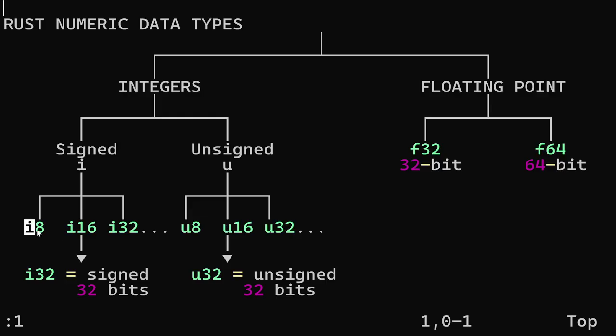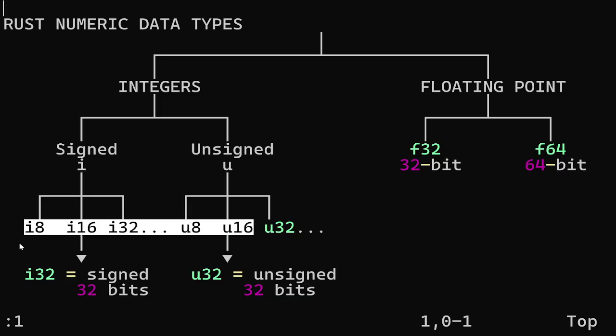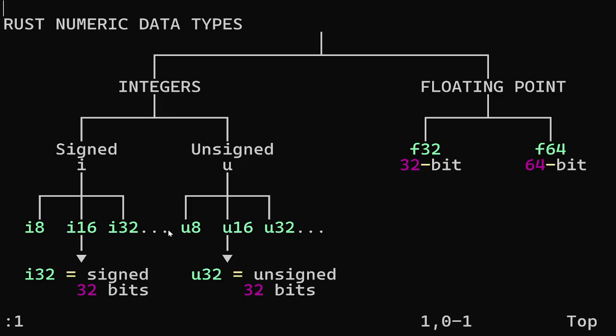All the signed integers use the letter I, while all the unsigned integers start with the letter U. The number following the letter specifies the number of bits. For example, i32 is a 32-bit signed integer, while u32 is a 32-bit unsigned integer. Rust provides i8, i16, i32, i64, i128 along with their unsigned equivalents.